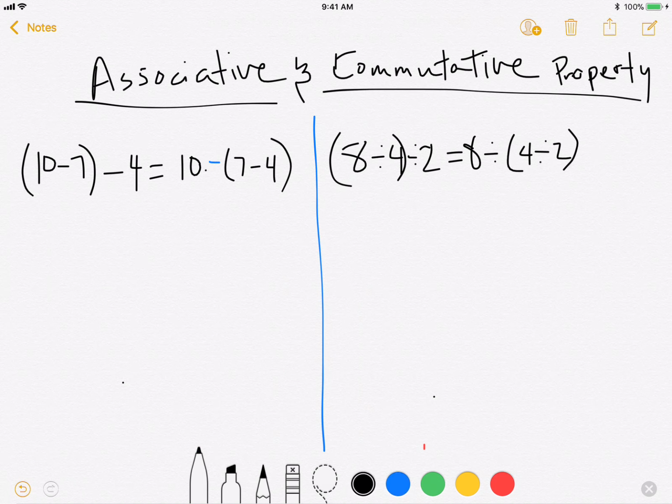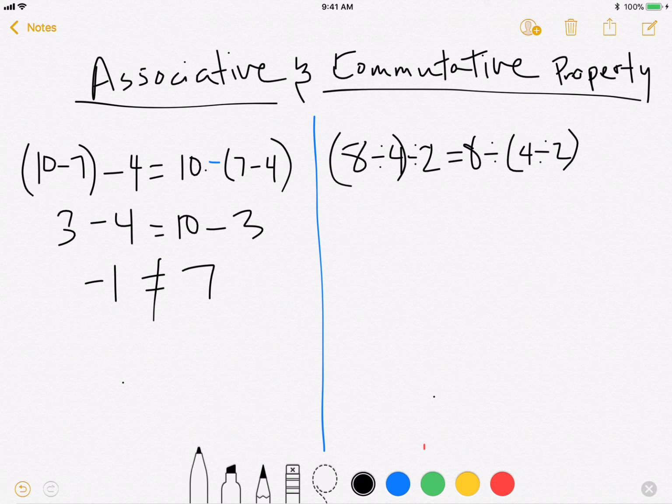All right, so now let's go ahead and try this. 10 minus 7 is 3, and we subtract 4 from that. And on the other side, on the right-hand side of the equal sign, we're going to first do what's in the parentheses. So we leave this 10 minus, and we've got 7 minus 4, which is 3. So on the left side, we should end up with a negative 1, and on the right side, we should end up with a 7. And we're trying to pretend like those are equal to each other, but that is not true, right? So we're finding that the associative property does not work for subtraction.